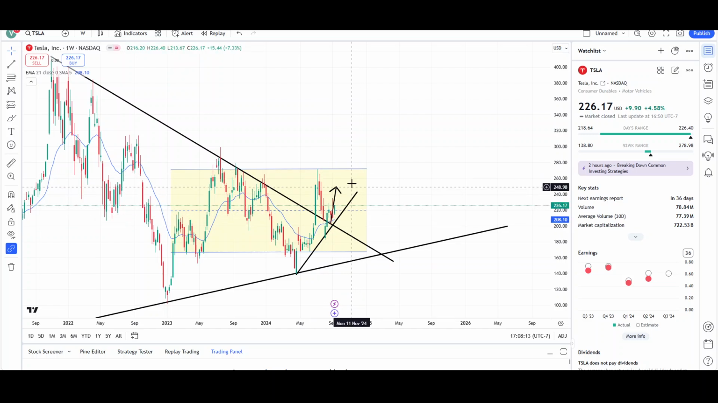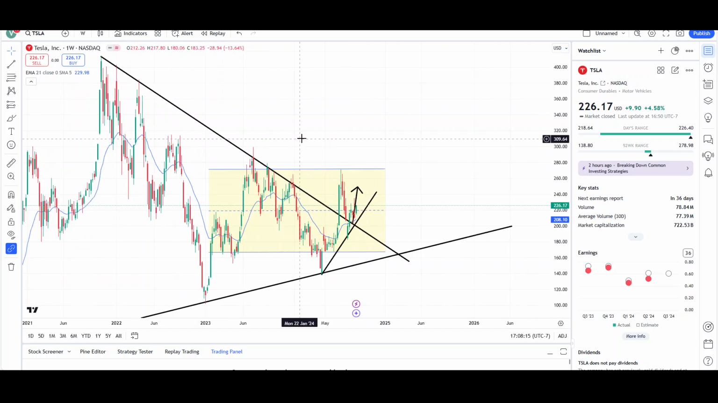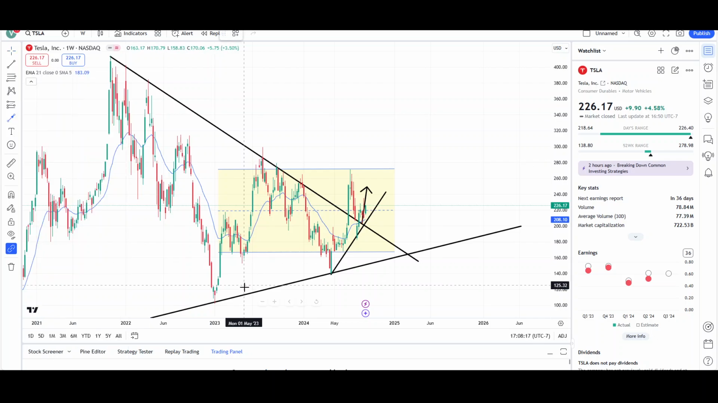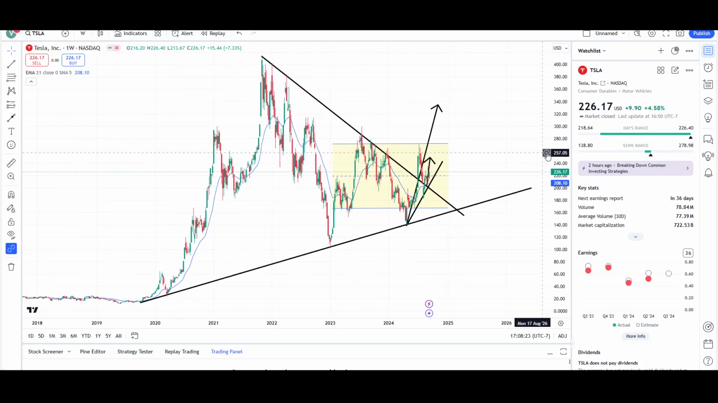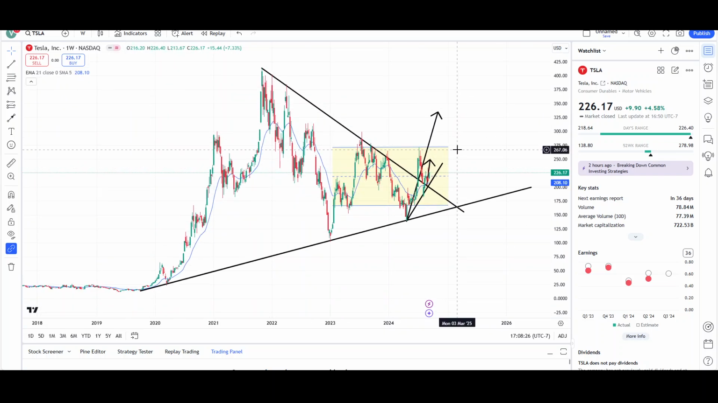So I'm looking for the 250, 270, and maybe even a breakout of that range. That would take price right up to the 336 level. So again, it's bullish in the short term, and we'll see how that leads to the long term. But long term is also looking pretty good as well. So that's all I have for Tesla on the daily and weekly charts.